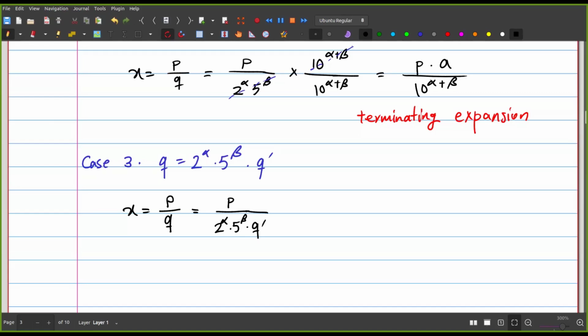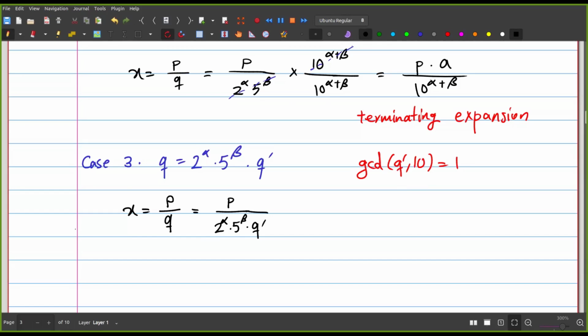First of all, I know that the GCD of Q prime and 10 is, sorry, not 0, it's 1, because I've already taken out all the powers of 2 and 5 from Q. Okay, so I have this format here. I want to somehow get P over Q prime.